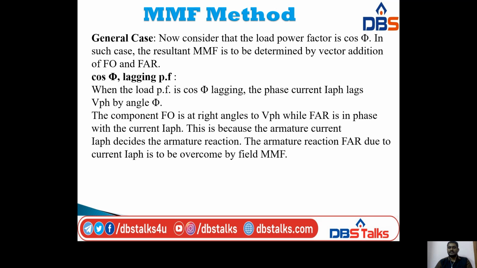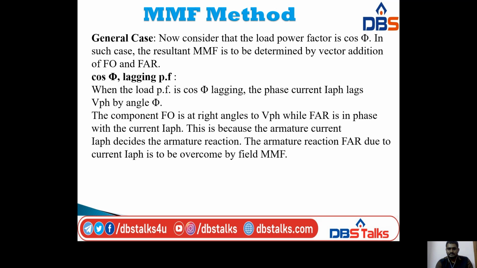If cos phi is lagging power factor, then when the load power factor is cos phi lagging, the phase current IA phase lags the V phase by angle phi. Next, the component F naught is at right angles to V phase, while FAR is in phase with the current IA phase. This is because the armature current IA phase decides the armature reaction. The armature reaction FAR due to current IA phase is to be overcome by the field MMF. This is the general case.